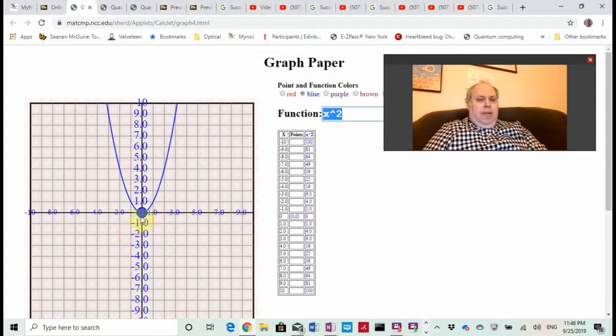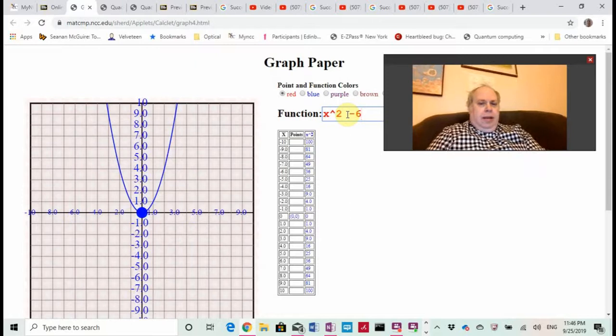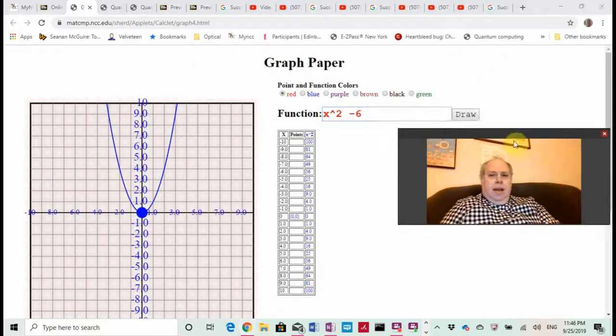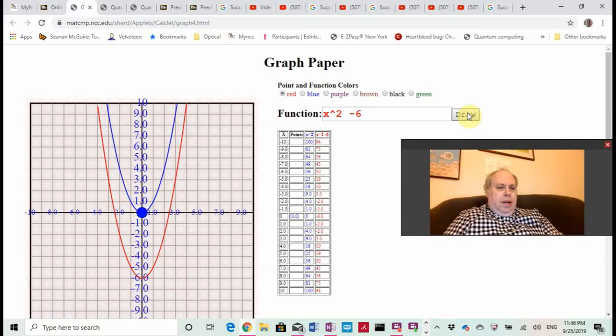Now we can make other quadratics if we want to have it in a different place, right? So let's say we want the turning point to be lower. We can say x squared minus 6. And wait a second, let me get my face out of the way, hit draw. Okay, this is the same quadratic, right? You can see it's the same shape because you go over 1, up 1, over 2, up 4.